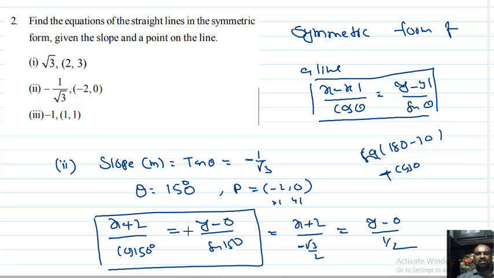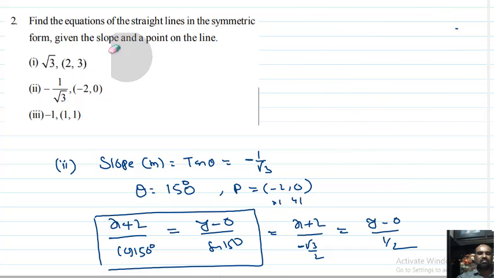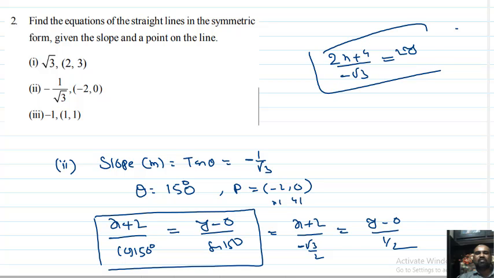Okay. So, more generally, what I can write, I will write here only. Students, what I can write, 2x plus 4y minus root 3 equal to 2y. This is called the symmetric form of the line with the slope minus 1 by root 3 and a point on the line is minus 2 comma 0. Remaining problems you people can complete.